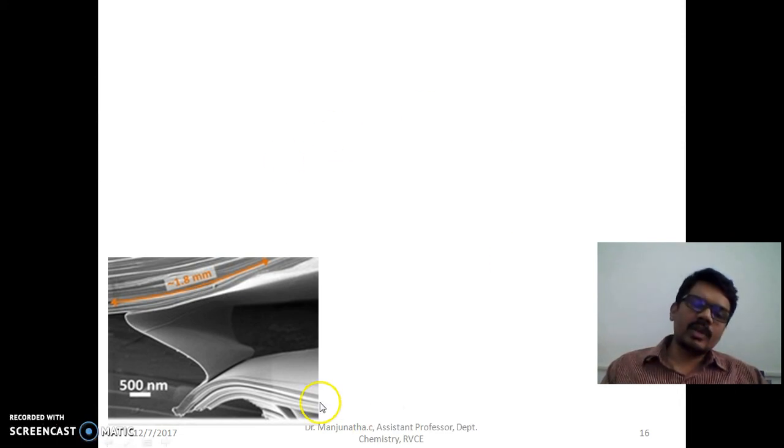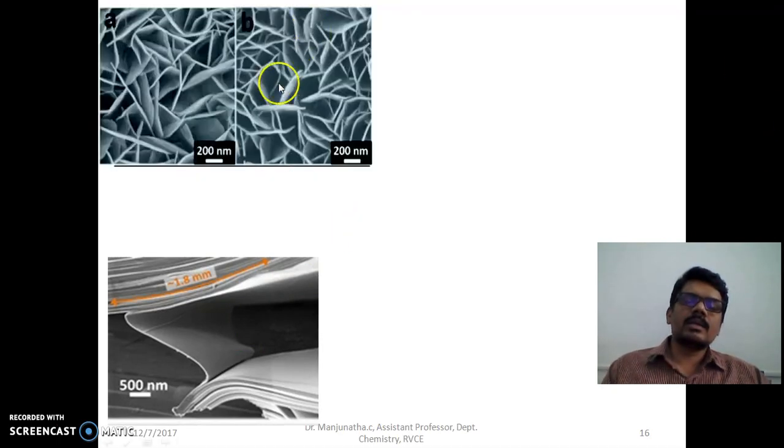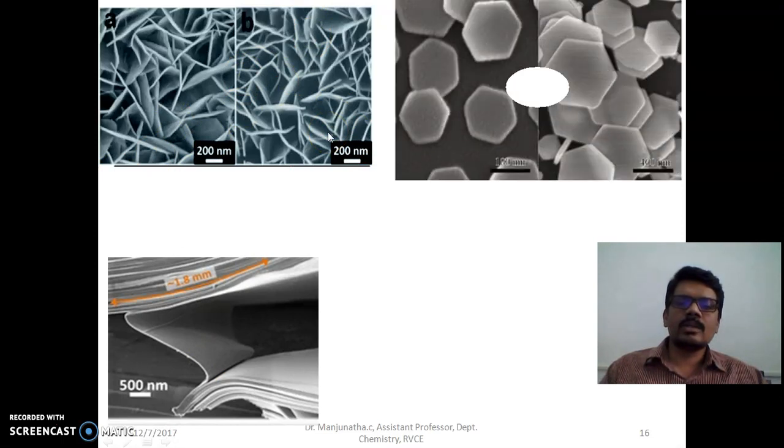And this is an example for two-dimensional zinc oxide sheets. They have grown more than 100 nanometer in 2 dimensions, and the thickness will be less than 100 nanometer. And these are the zinc oxide nano petals. These are all 2-dimensional.